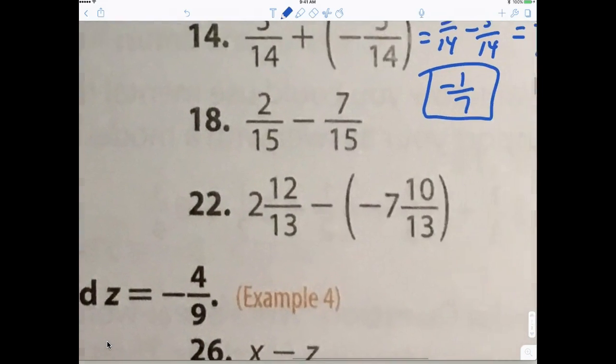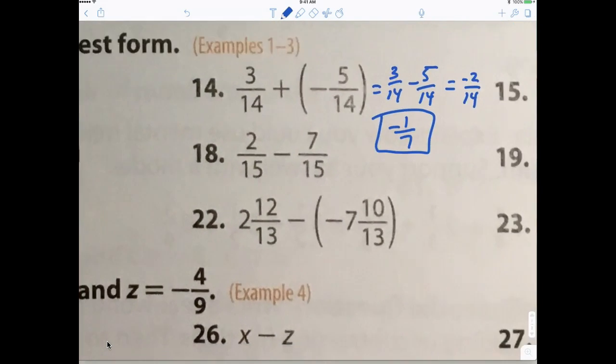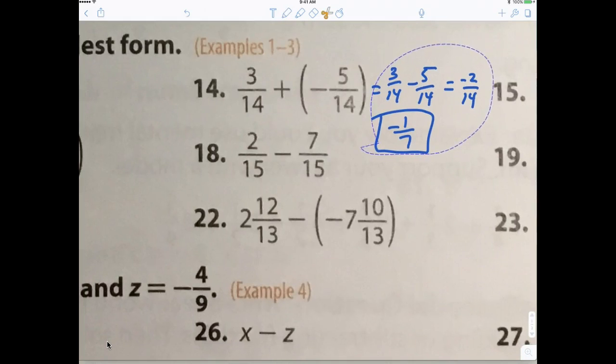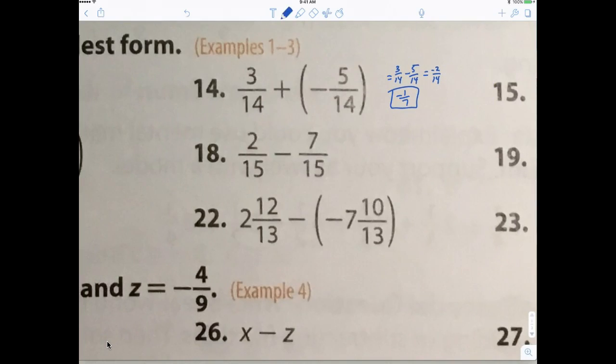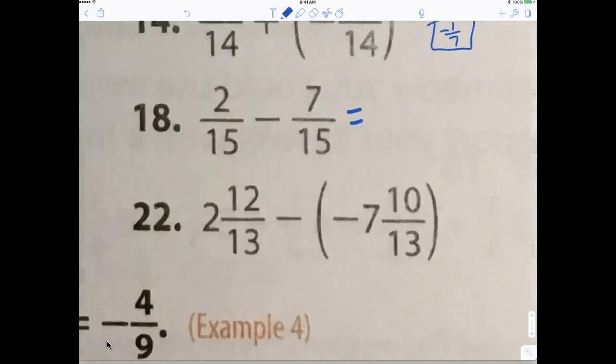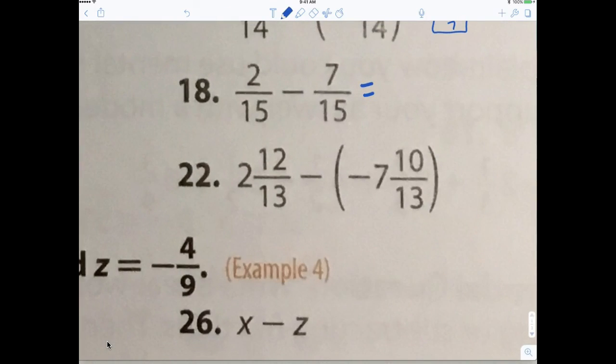All right, Allison. 18. Talk to me about 18. No, I'm not saying, I want to hear step by step. I don't want just the answer. What's 2/15 minus 7/15? Because you're right. What was 2 minus 7? Yeah, but not positive 5. Come on, girl. You got this. Negative 5 is correct. Yeah, you were correct. I just want to go through the motions. I want everybody to tell me.